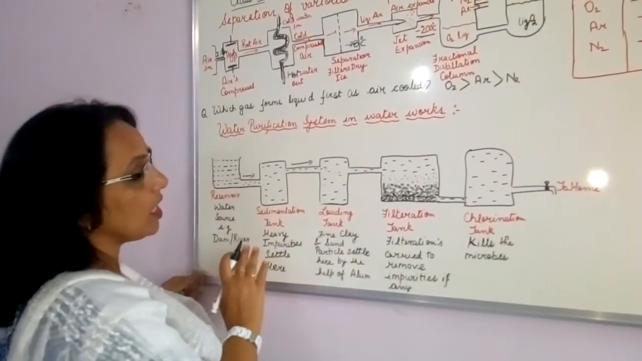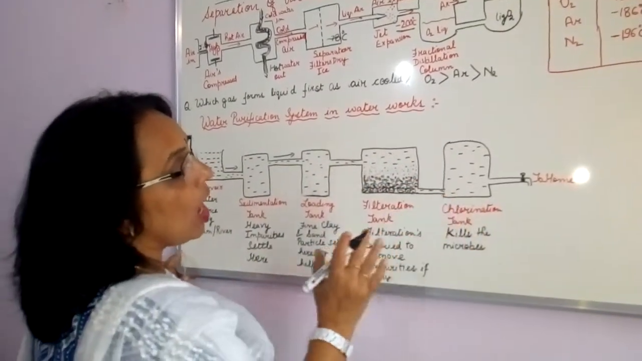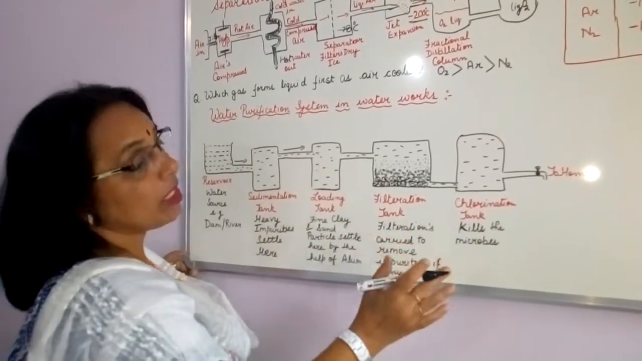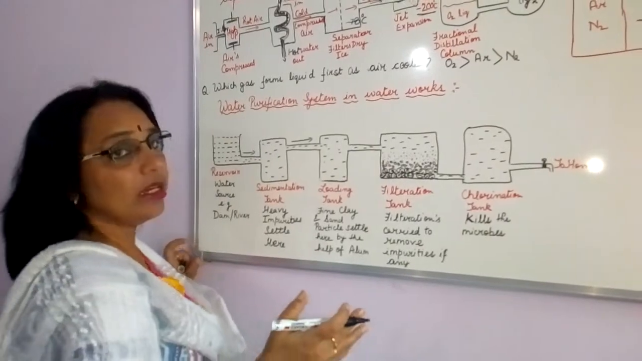Okay, here you can see there are how many steps? 1, 2, 3, 4, 5 steps, and now after the 5 steps, the water is fit for human consumption or to be supplied to the home. Fine.